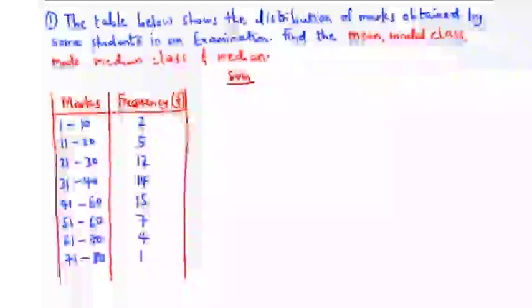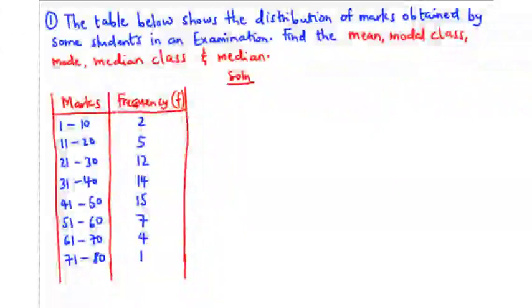Frequency distribution of grouped data. Now we have a question in front of us, and then we are going to solve this question. The table below shows the distribution of marks obtained by some students in an examination. Find the mean, modal class, mode, median class, and median for this distribution.